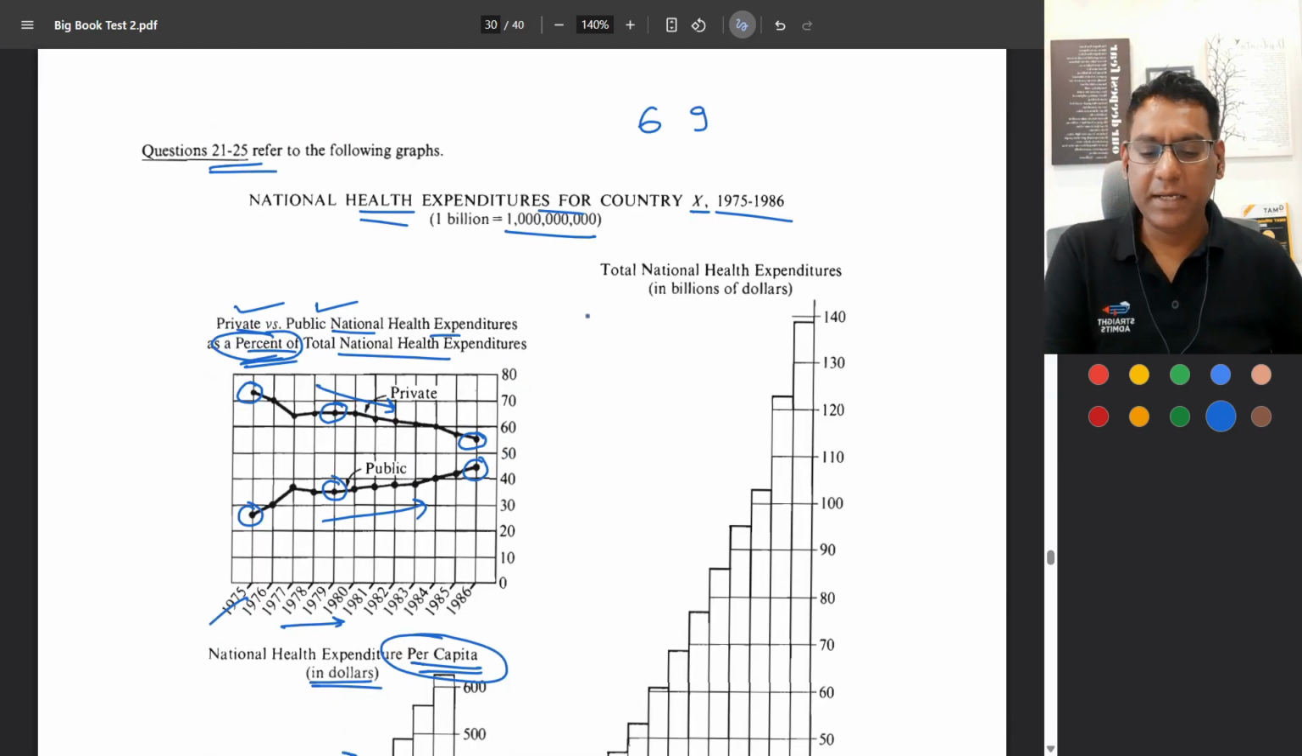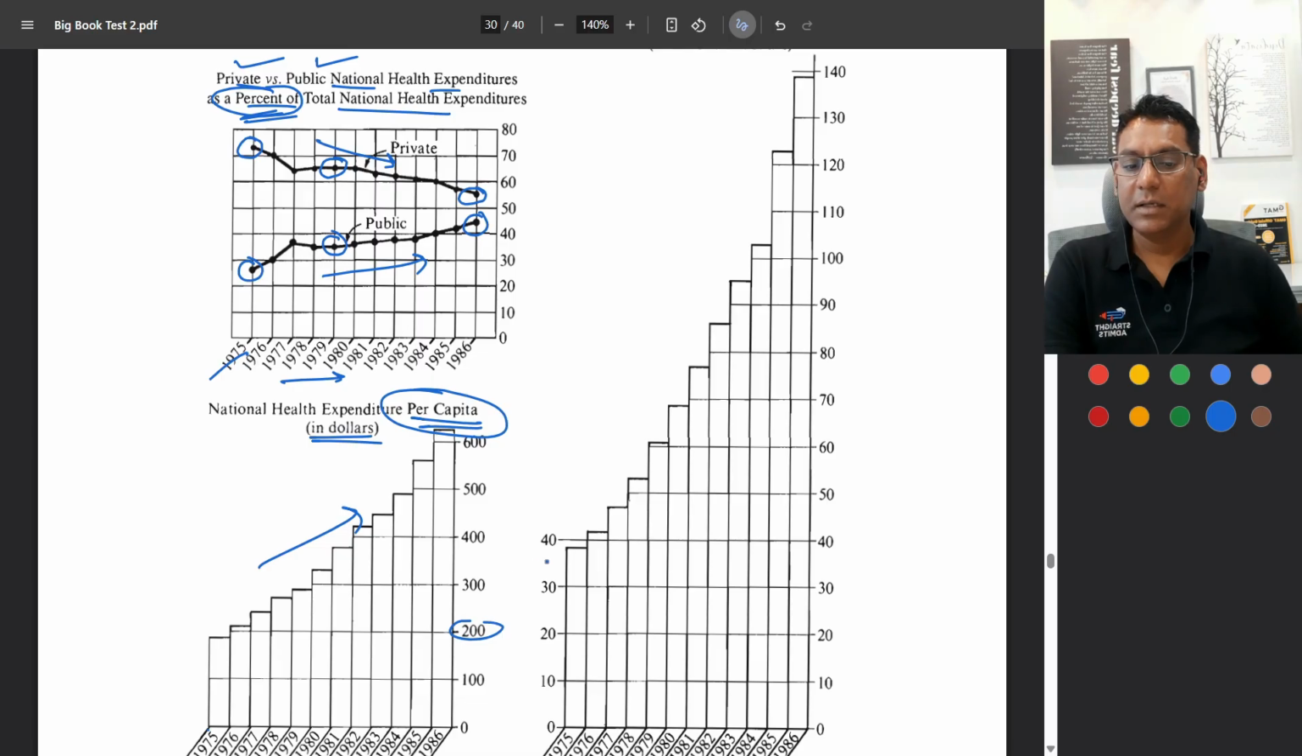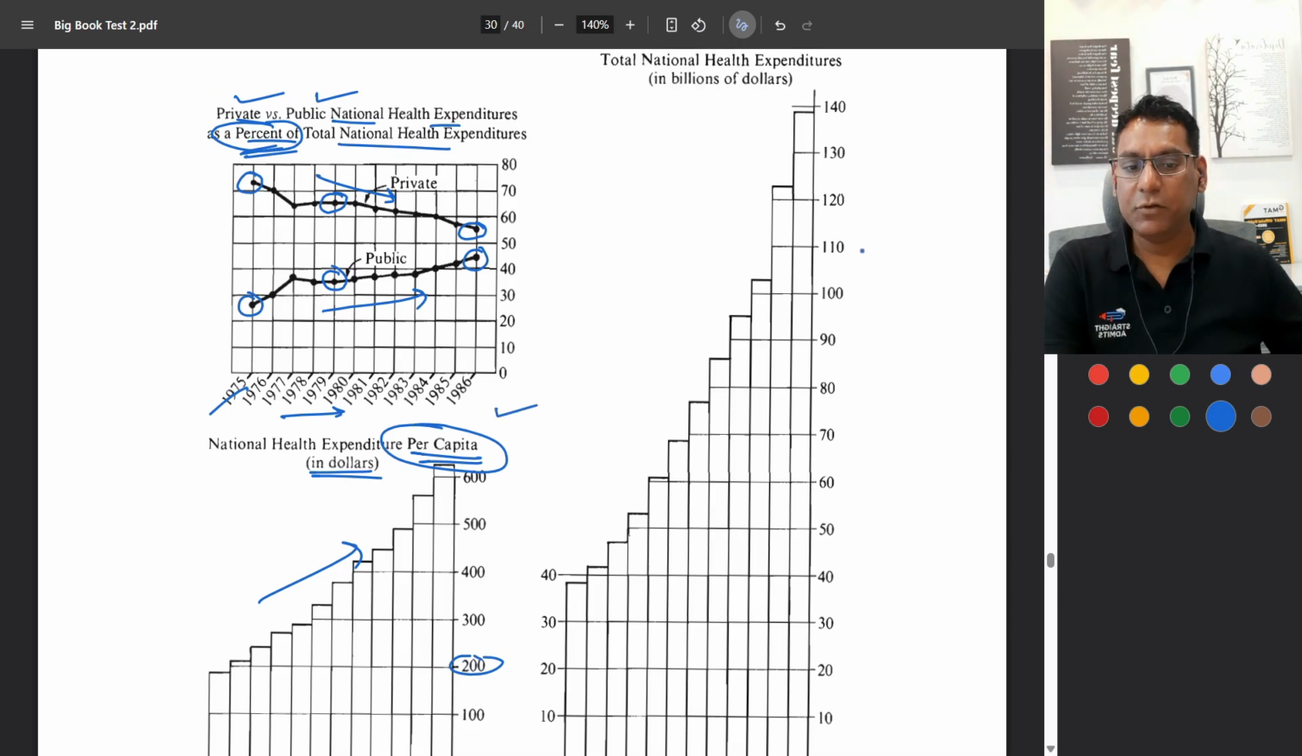These are old tests, so these graphs and everything are not so visually appealing. But generally, you will be able to calculate the numbers. Even if you don't know the exact number, you can approximate it, and the answer choices are not going to be very close. So approximations will work. So I understand this graph also.